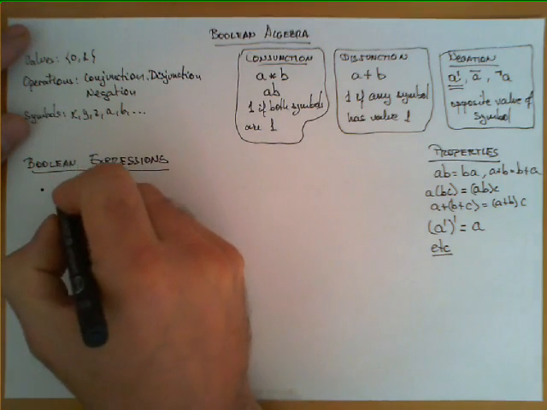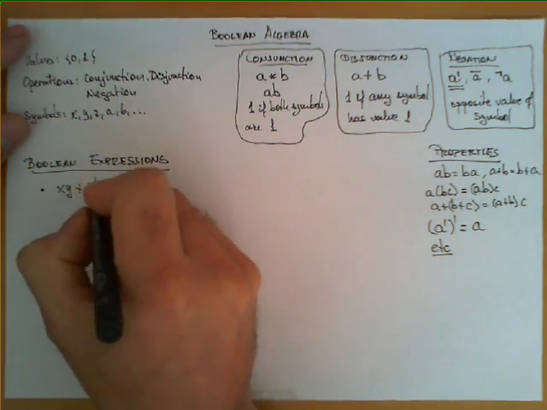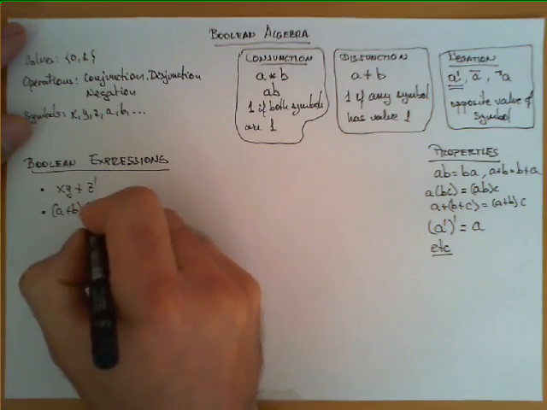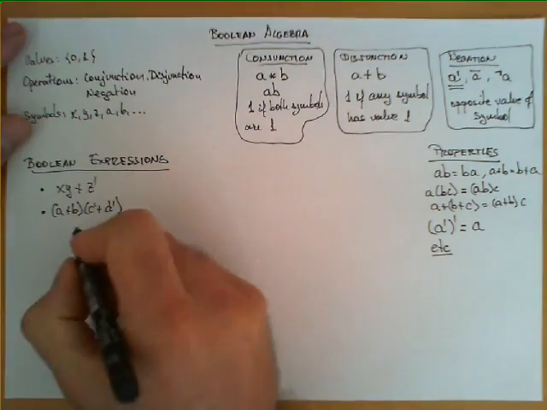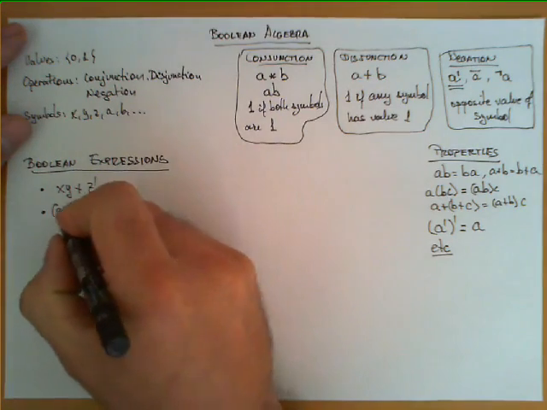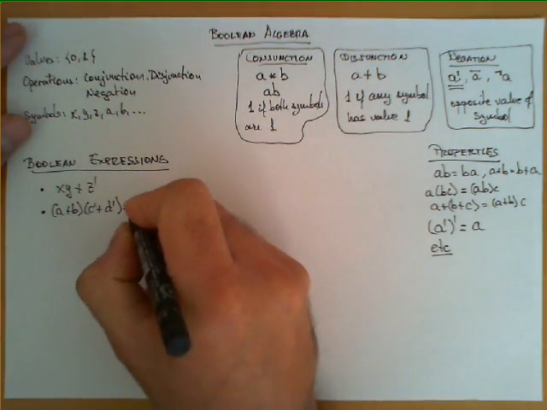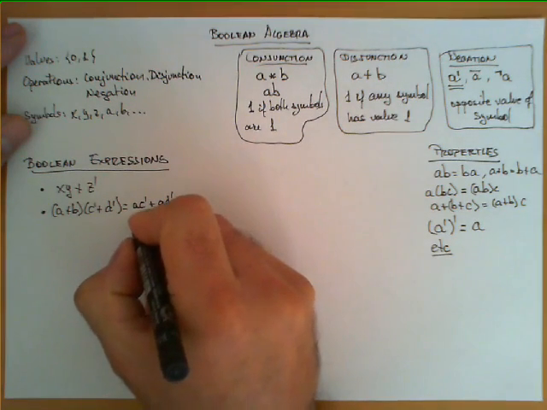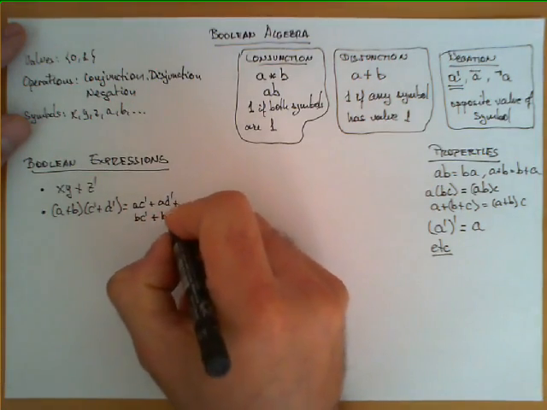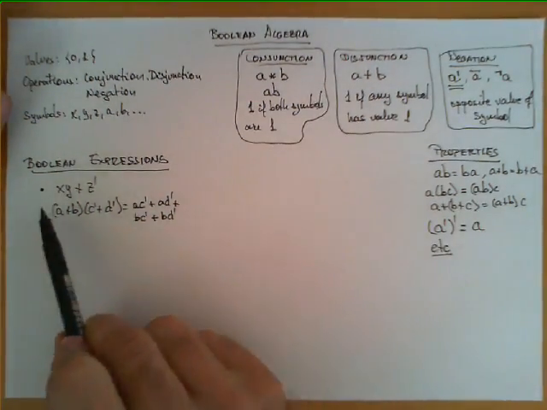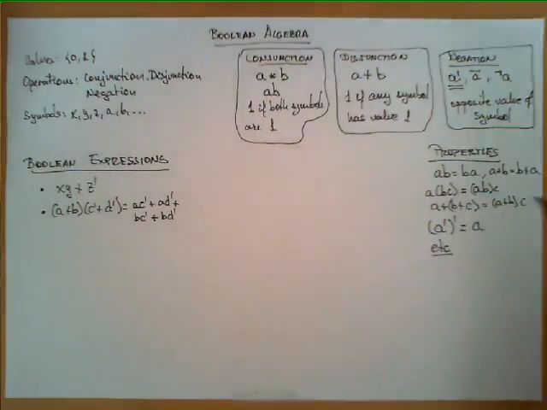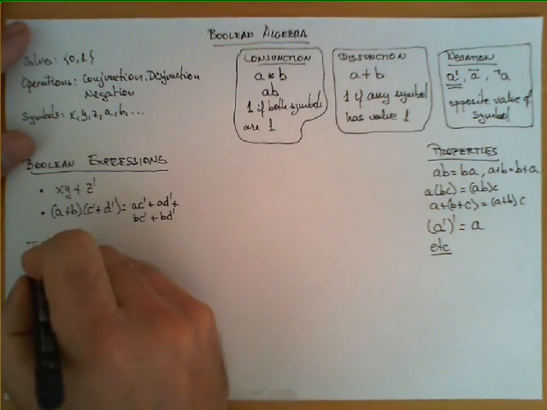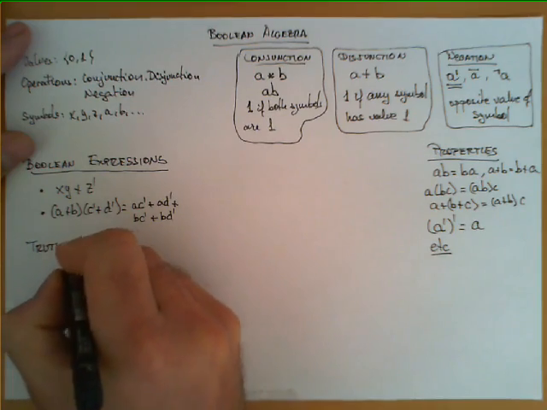The first one could, for example, be x times y plus c prime. And another one could be a plus b times c prime plus d prime, which, by the way, through the distributive law, you can expand and say it is equal to AC prime plus AD prime plus BC prime plus BD prime. So Boolean expressions are simply the combination of these elements that we just described before. Now, from a Boolean expression, there is an interesting table that we can deduce, which is called the truth table.